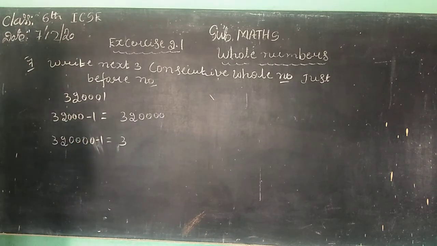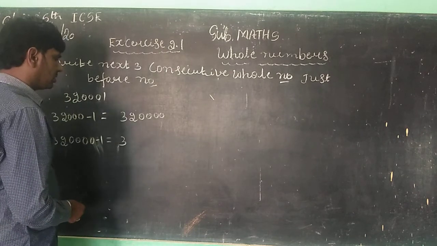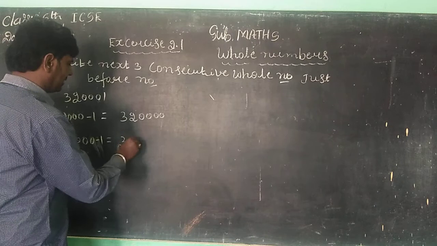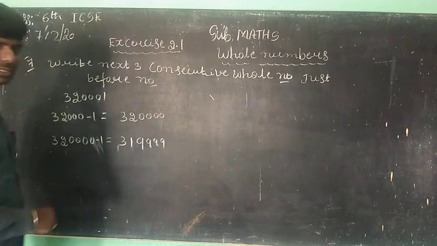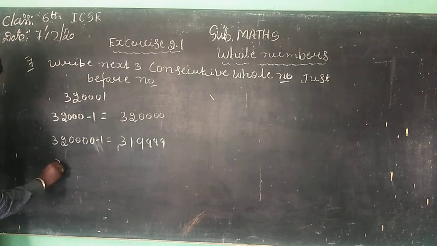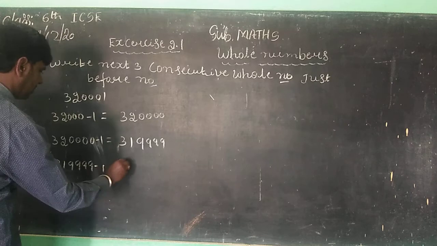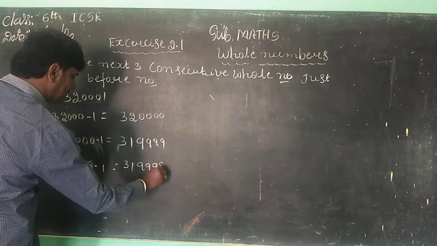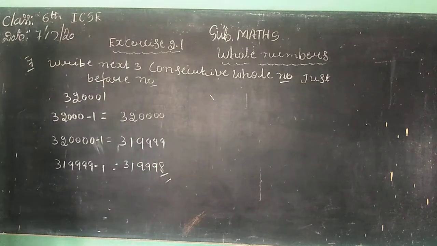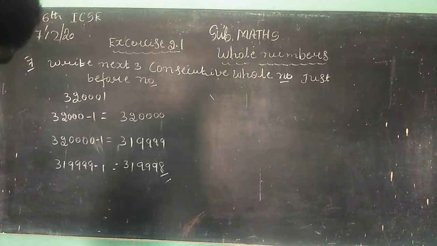Correct. So children, it is very simple. This one also, according to 3 1 1 2 3 4. Correct. Children, next we want to take 3 1 double nine minus 1 is equal to 3 1 double nine 8. These are the just before numbers. Correct, children?